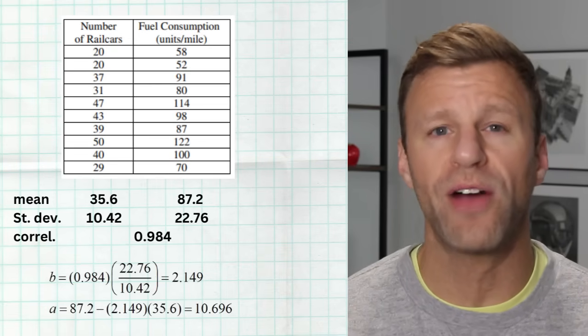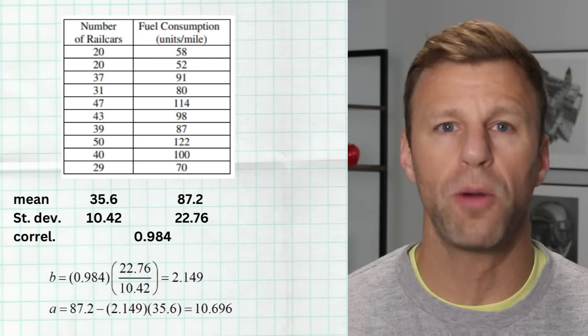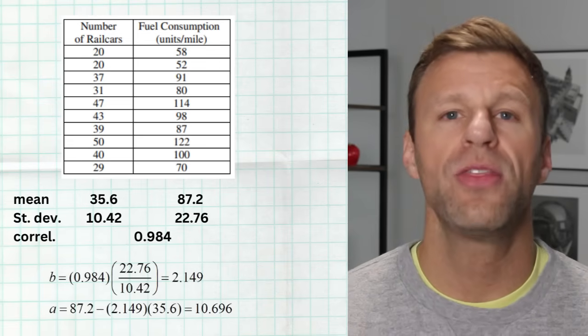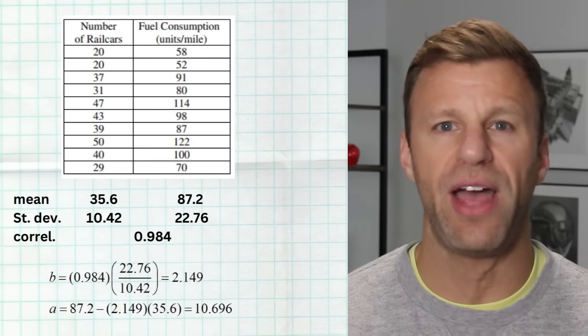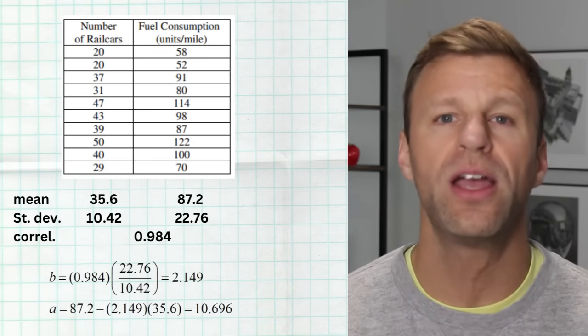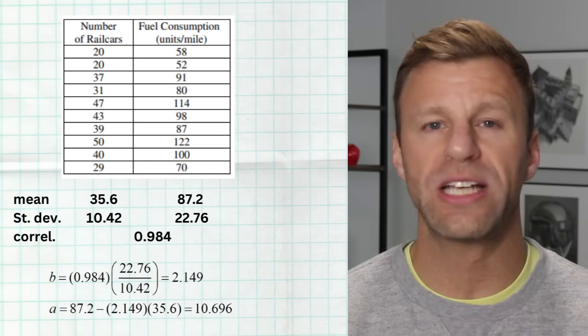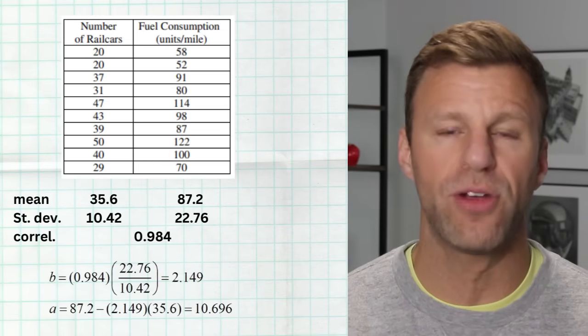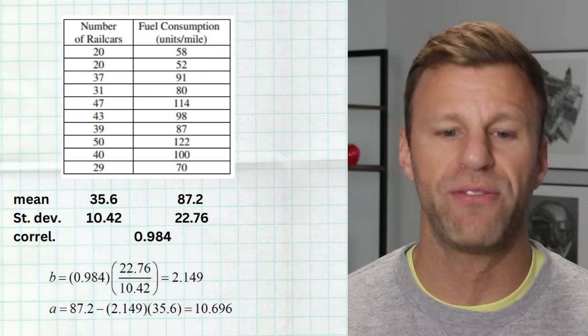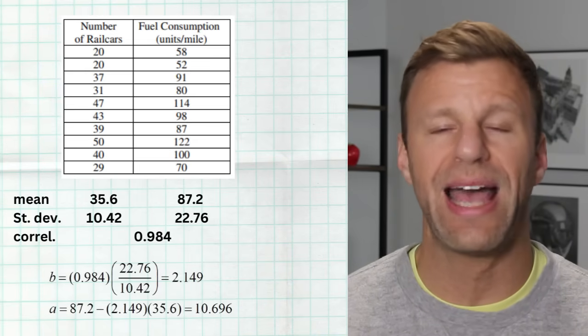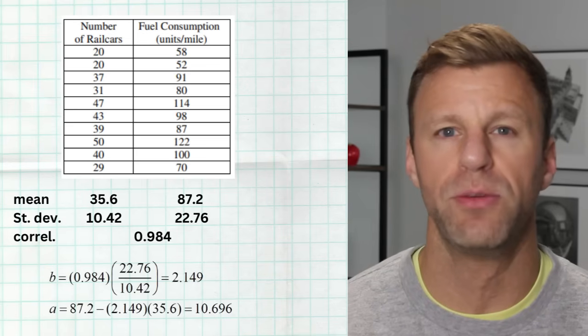So we always start off with slope first. To find the slope B, you're going to take your R value, then multiply it by the standard deviation of Y divided by the standard deviation of X. So be very careful that you identify what is your Y variable and what is your X variable. We're always trying to predict the Y variable. In this case, we're predicting fuel consumption. So fuel consumption is definitely our Y variable, so the 22.76 has to go in the numerator. That could be a huge mistake if you make it.